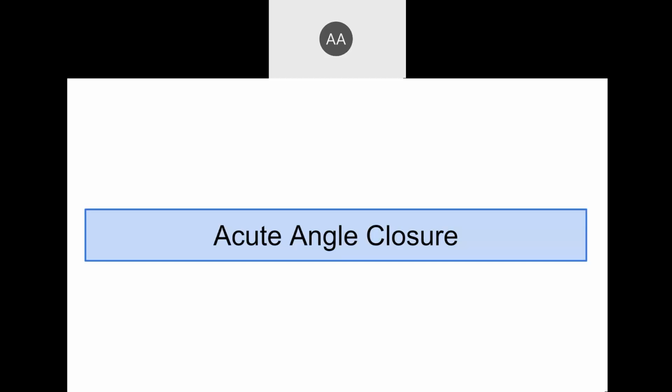For lid laceration in general, you need to rule out any ocular damage also. Yes, the lid is injured, but you need to rule out whether the eye, the globe itself, is involved or not.